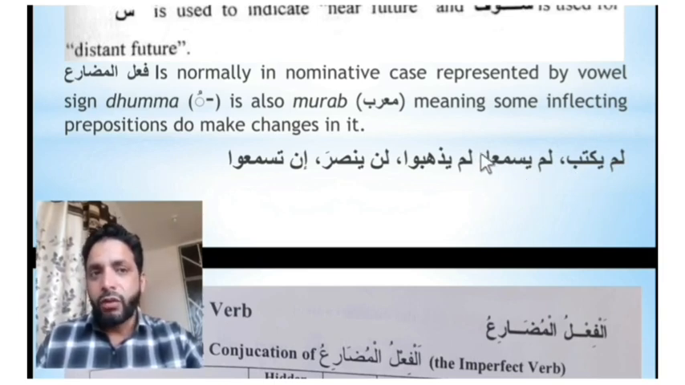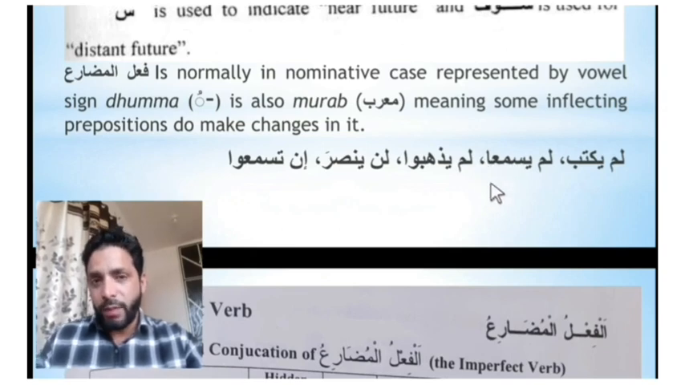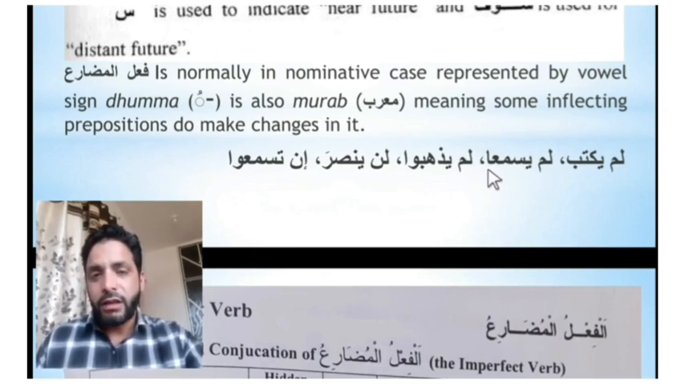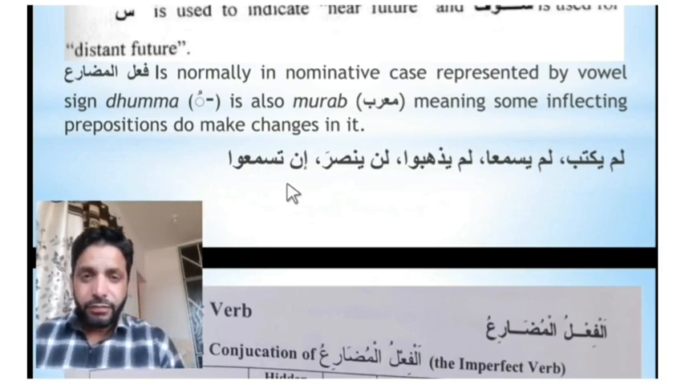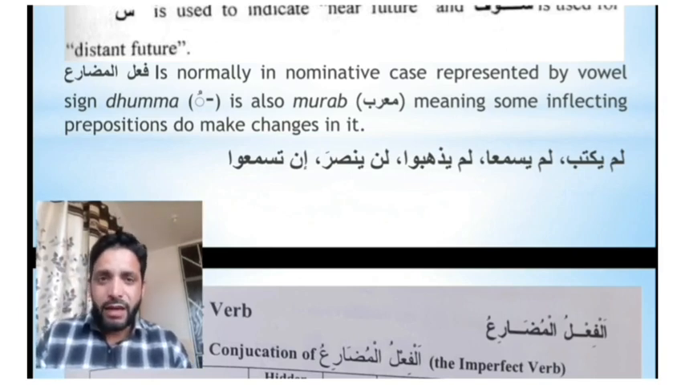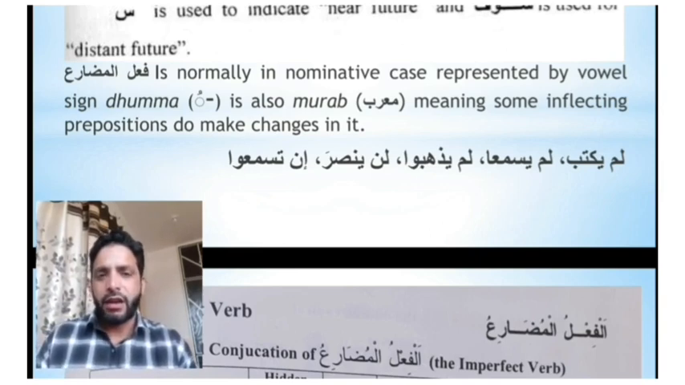Yasma'ani, the noon of noon al-I'rab, is omitted because of lam. Yazhabuna became lam yazhabu. Yansuru became yansura. Because of this lan, it became mansub. In tasma'una, it became in tasma'u. So we can say that Fi'l Muzari is a mu'arab, and some inflecting prepositions do act on this verb and change its case ending.